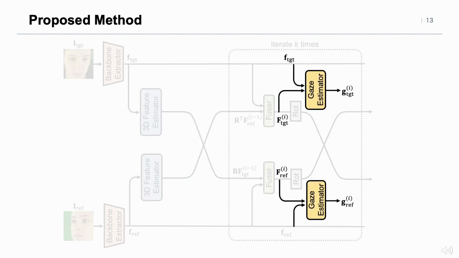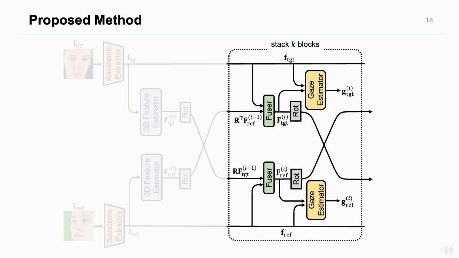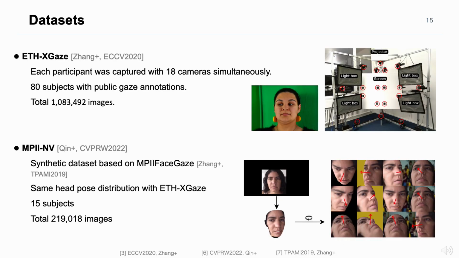Finally, an MLP is applied to these features to execute separate regression for the gaze direction in both the target and reference images. The aim of repeating this process of feature rotation is to further separate rotatable and non-rotatable features. Now, let's look into our experimental setup and results.